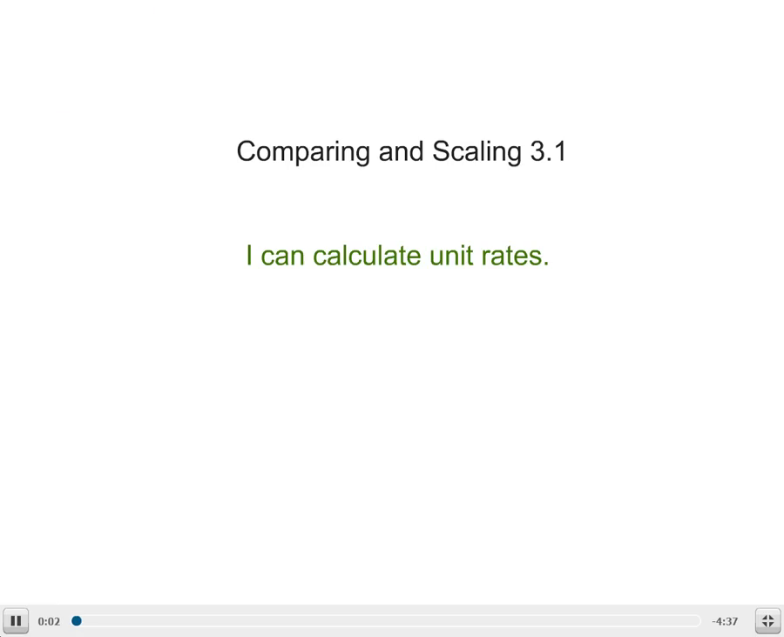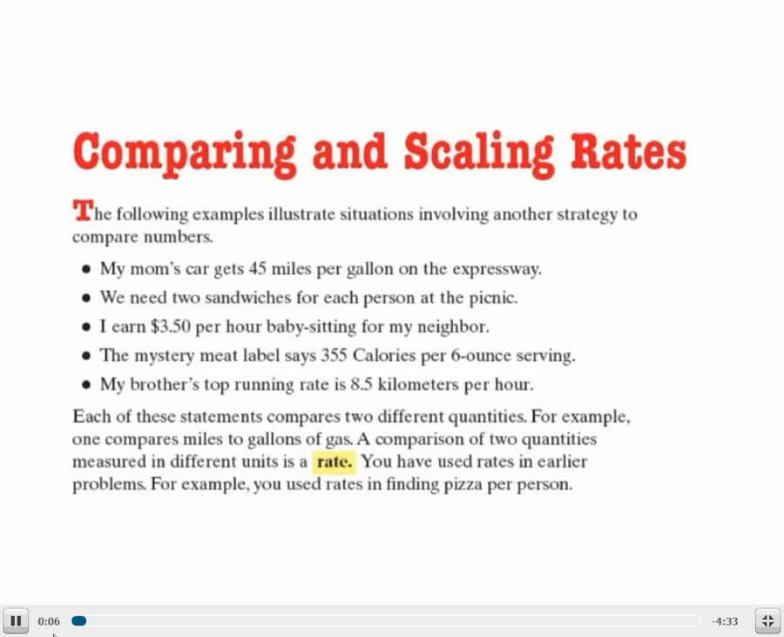All right, ladies and gentlemen, let's look at comparing and scaling 3.1. I can calculate unit rates. Looking at some examples and then the actual vocabulary. These are all examples of rates. Mom gets 45 miles per gallon, 2 sandwiches per person, $3.50 per hour, 355 calories per serving, 8.5 kilometers per hour. You see that word over and over, per.